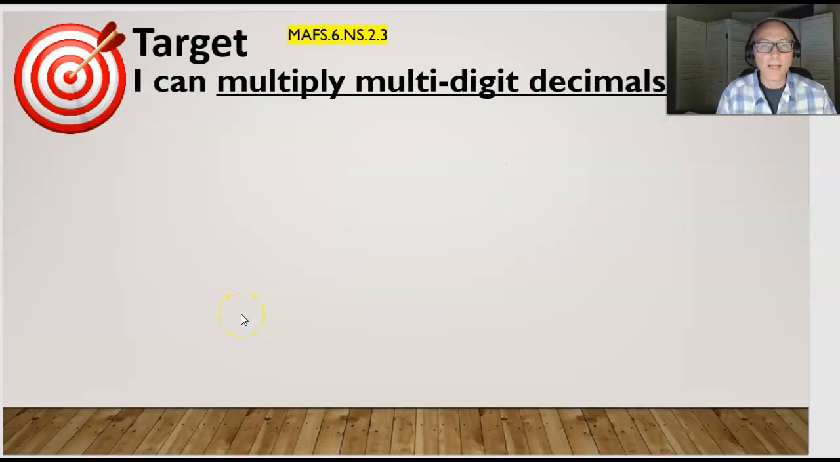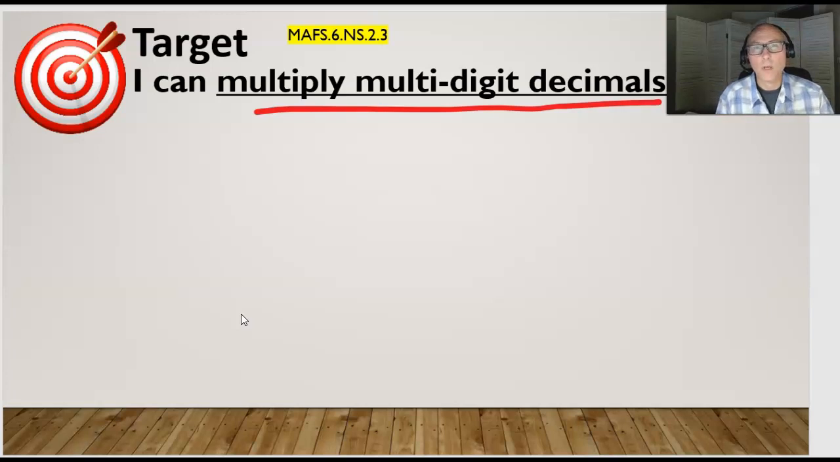Our goal today, our target: multiply multi-digit decimals. Now we've done dividing fractions, which is easy as pie. Flip the second and multiply. So really, dividing fractions is still multiplying. If you've done multiplying fractions, now we're going to make the transition between multiplying fractions and multiplying decimals.